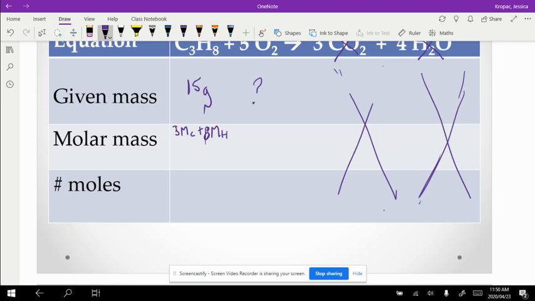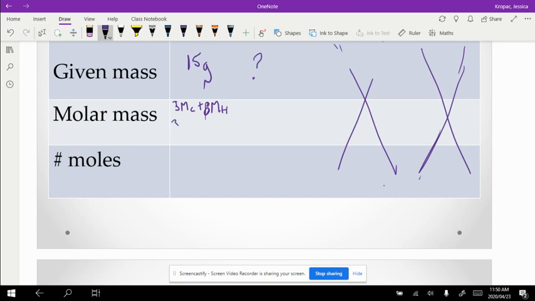So if I go through and take a look at what those numbers are, I'm going to use my periodic table, and it's going to tell me the molar mass of carbon is 12.011, and my molar mass of hydrogen is 1.008. If I plug that into my calculator, I'm going to find overall my molar mass of propane is 44.097 grams per mole.